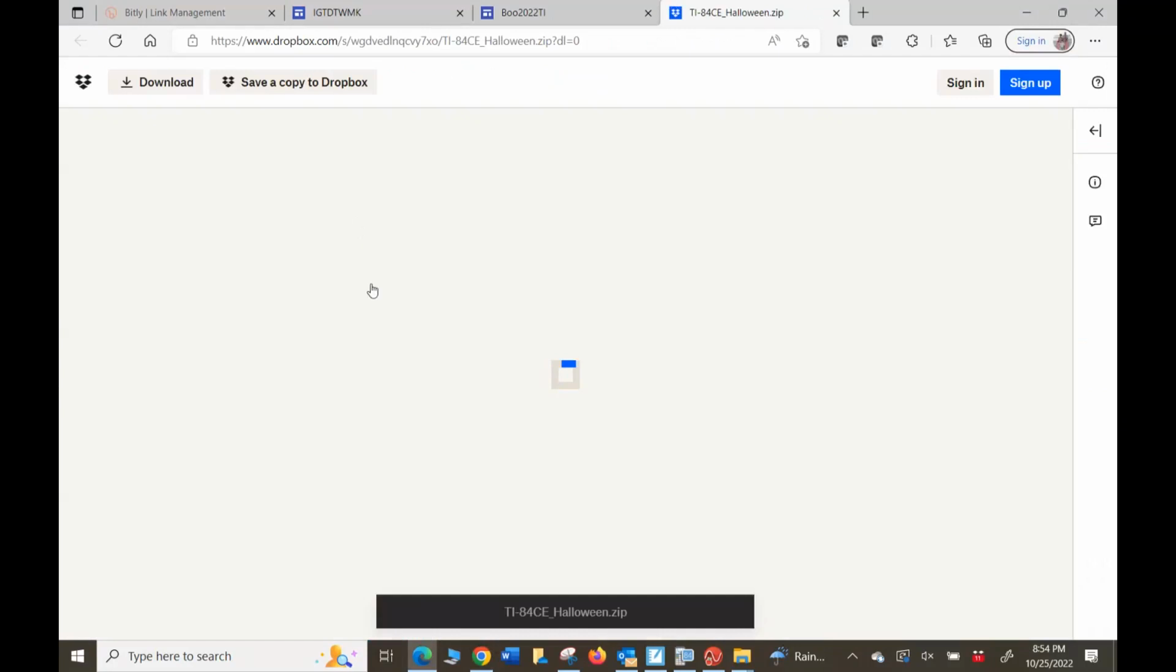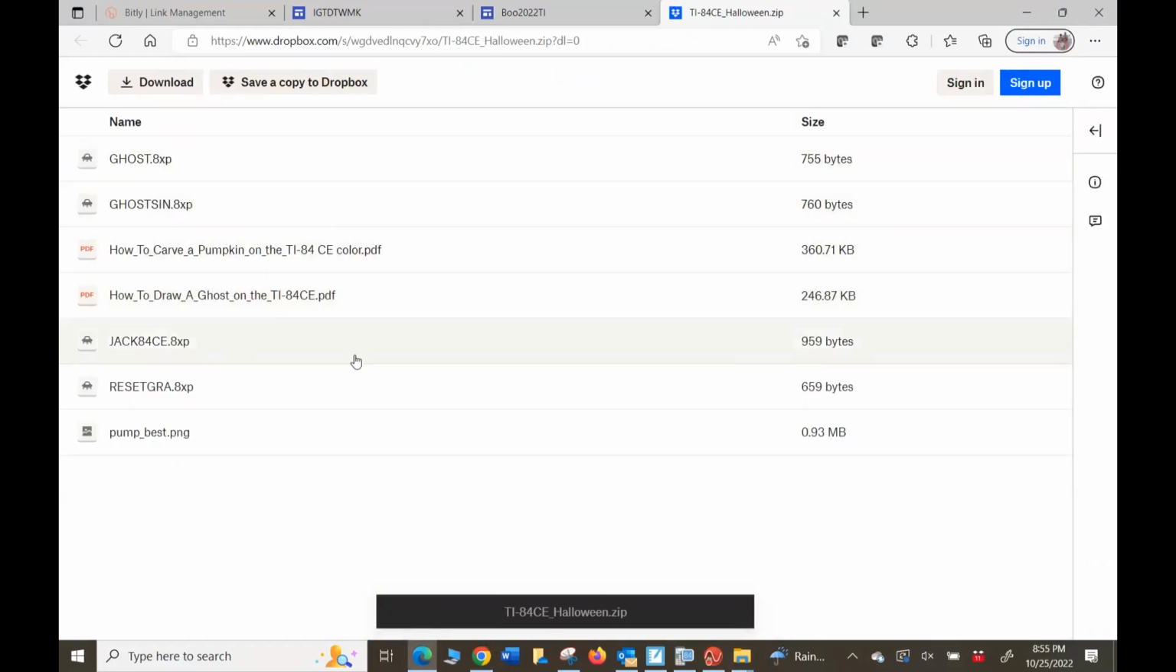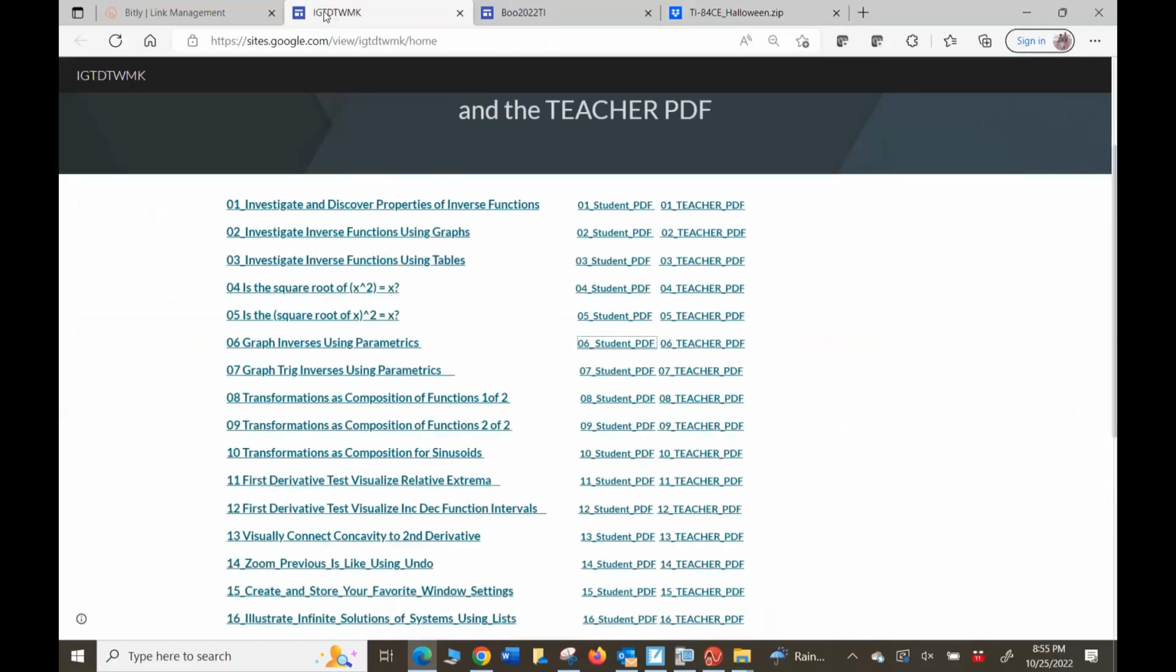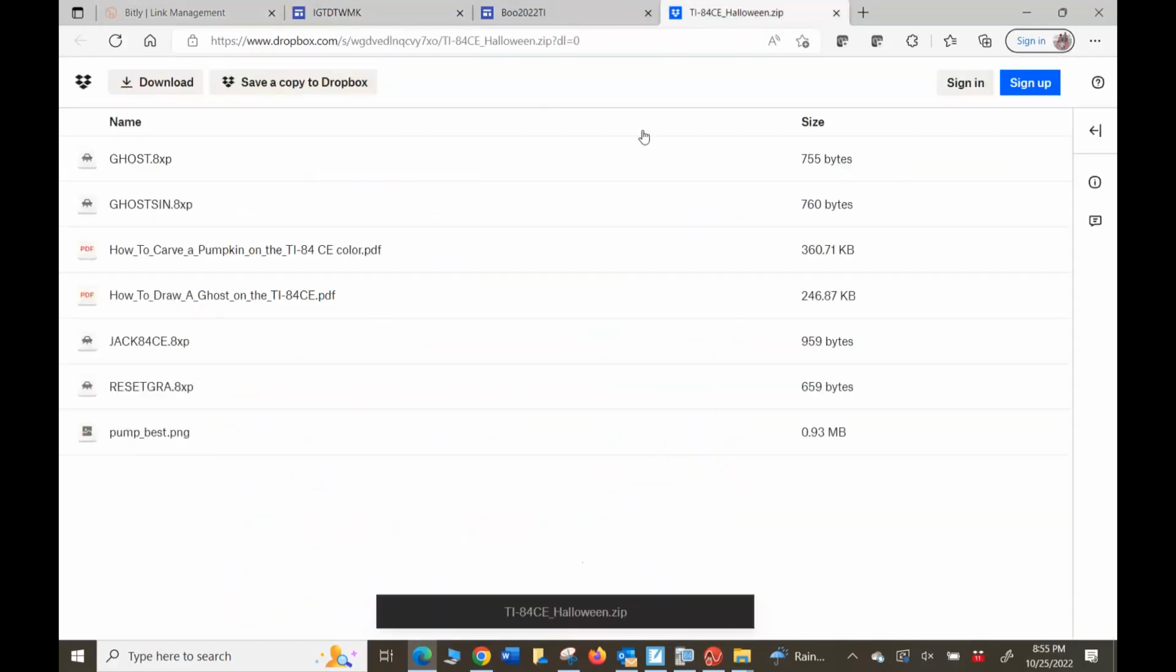If you just click on that link right there, it shows you that you can download this whole thing as a zip folder, and then you can get the programs, you can get the PDFs. It's all there. There's the reset graph, and you really want that because these programs right here fill up all 10 functions, and you'd like that to be cleaned out. Okay, so that's the 84 color.